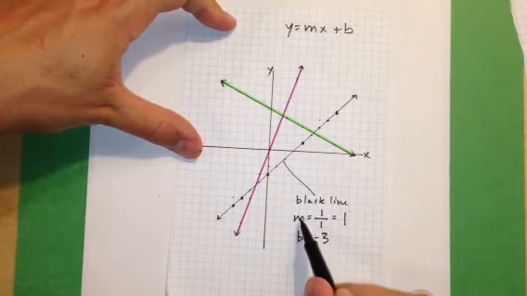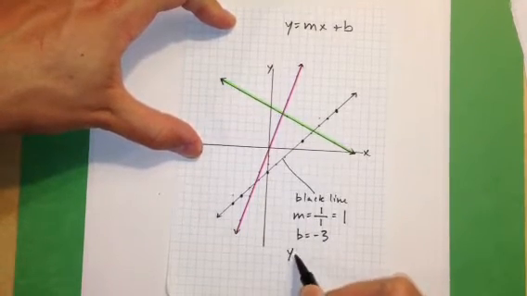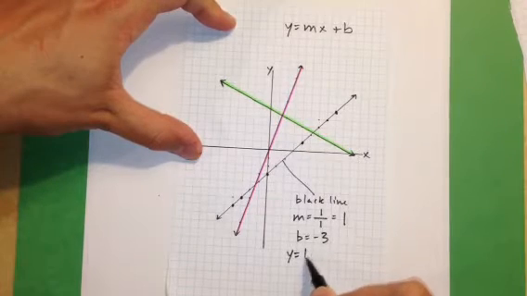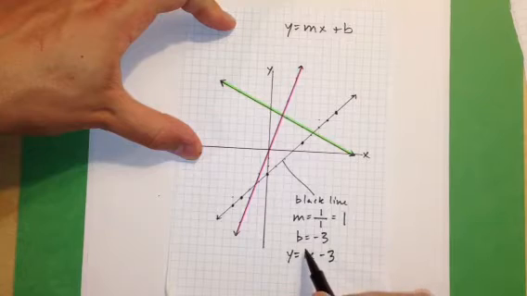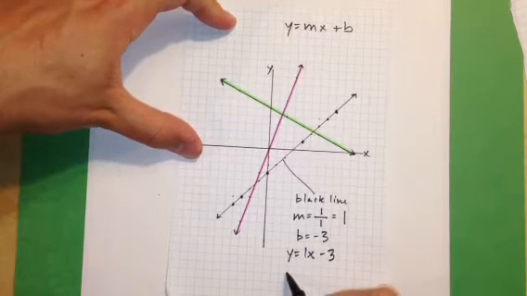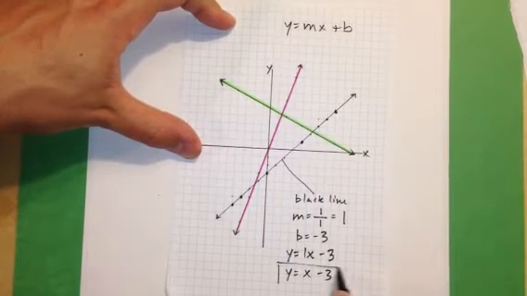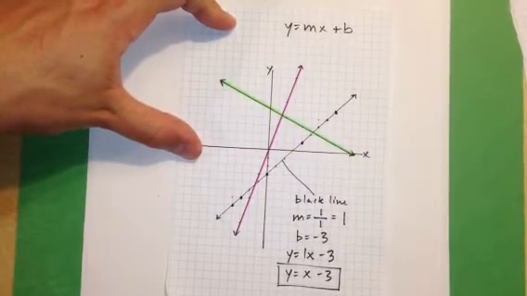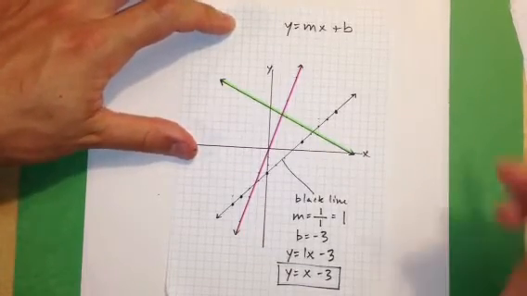Because I know the slope and the y-intercept, my equation of the black line is y equals 1x minus 3. I don't need to put the coefficient of 1 as the slope if it's 1, so I can just rewrite this as y equals x minus 3. This is the equation of the black line in slope-intercept form. Let's take the pink line.